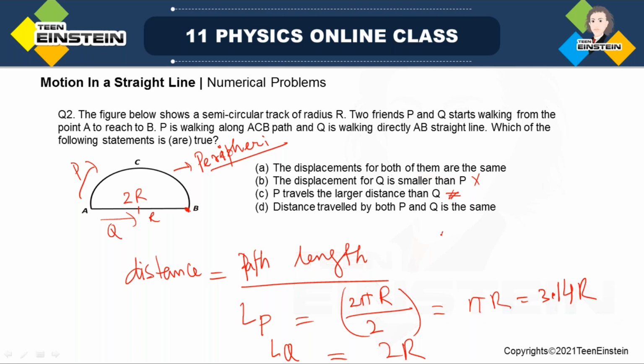So which path length is greater? LP, the distance traveled by the person P, is greater than the distance traveled by the person Q who is traveling straight away. So now is it understandable? Distance means path length. So the path length traveled by P is larger than the path length of Q. So this is also true. This is true. And distance traveled by P and Q are the same, this is not true.